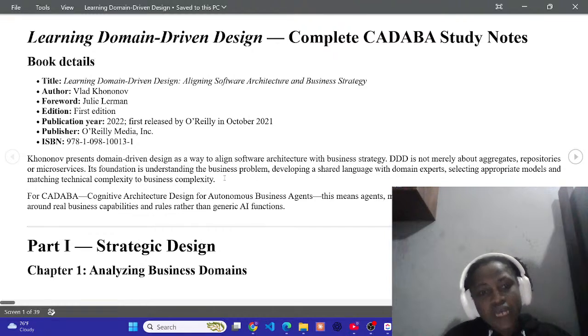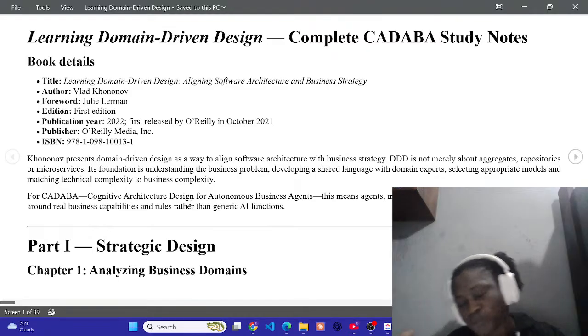So you design with the understanding of the business problem, developing a shared language with domain experts, selecting appropriate models, and matching technical complexity to business complexity. So, how to match the business problem, how to define a solution with respect to the business problem.